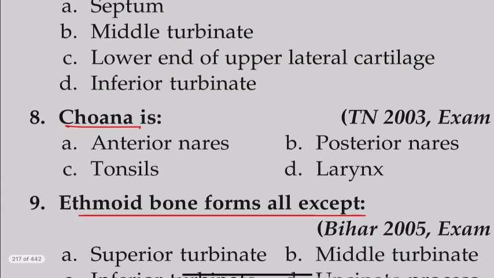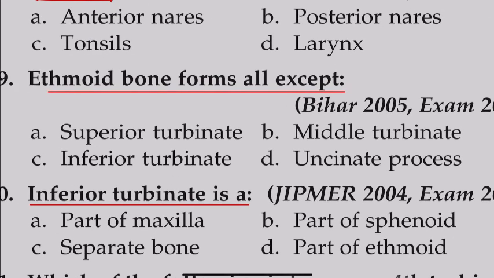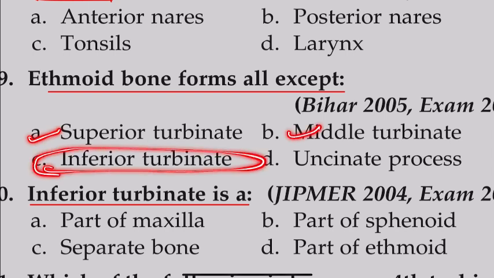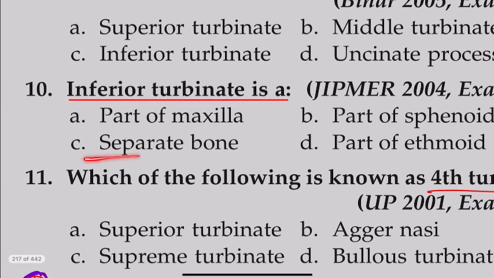Choana is the posterior nare. The ethmoid bone forms all except: superior turbinate, middle turbinate, inferior turbinate. The inferior turbinate is a separate bone. The uncinate process is also part of the ethmoid bone.